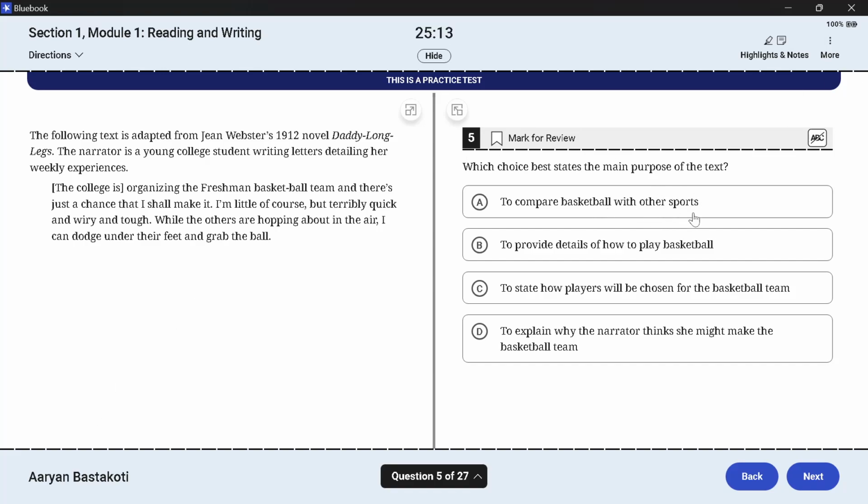To compare basketball with other sports? Not really. To provide details of how it... no, not really. To state how it will be chosen for the basketball team. It does mention it will be chosen, but it does not say how the players will be chosen. So the final answer: to explain why the narrator thinks he might make the basketball team.